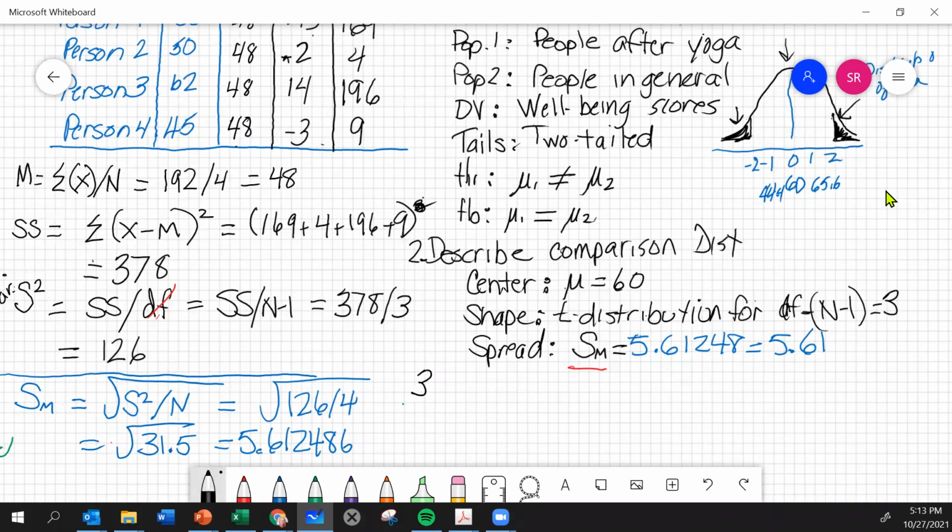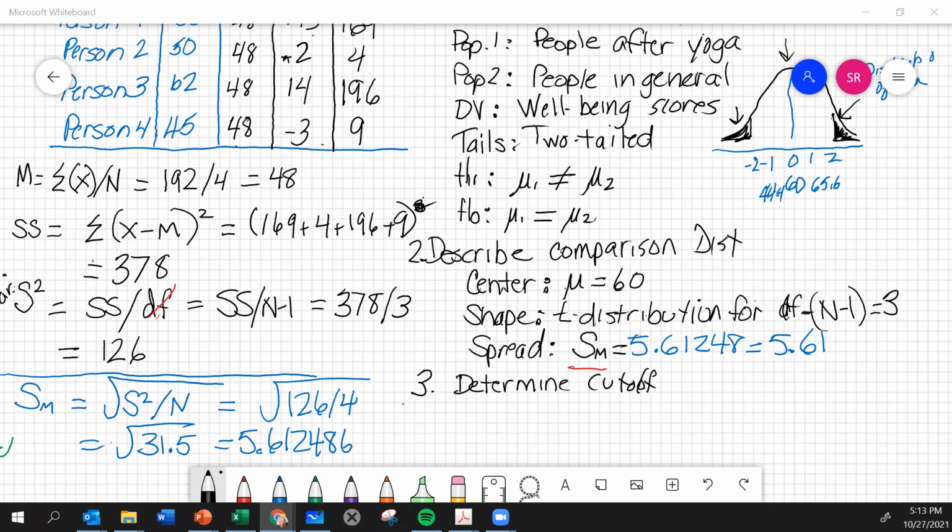In step 3, we simply need to determine the cutoff point. We do this with a website that I've given you, or else you can do it on the chart in the back of your book. And let's go ahead and get the website right now.